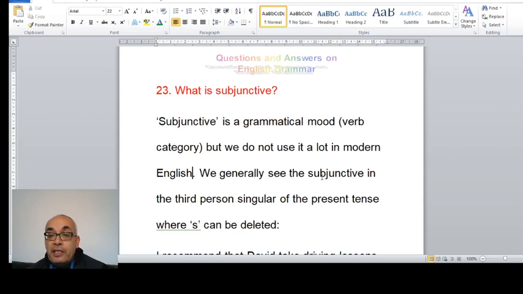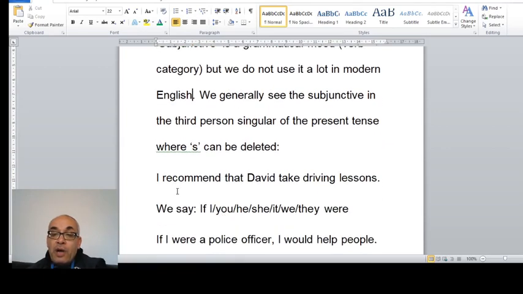We generally see the subjunctive in the third person singular of the present simple, where the S can be deleted. So I recommend that David take, and I underline it for you. I put a line under take. Take is correct. David take is correct English. And this is subjunctive. It means I can delete should before the verb in subjunctive cases.